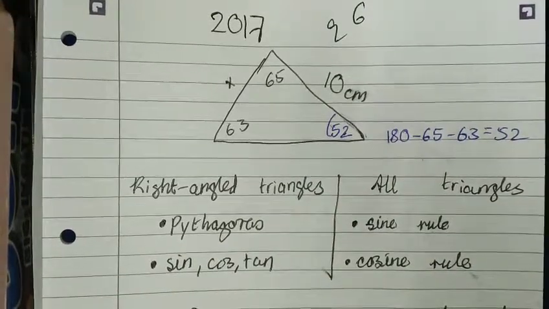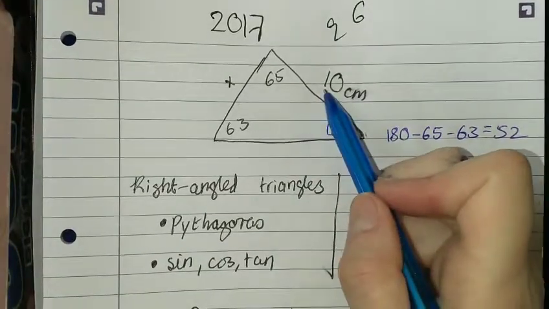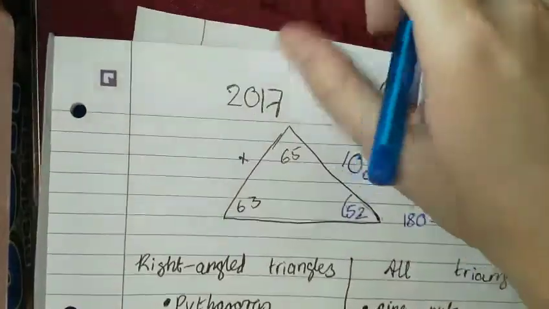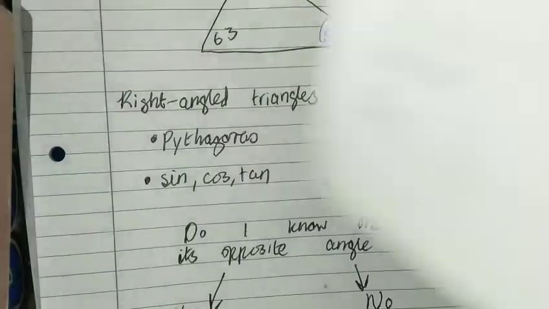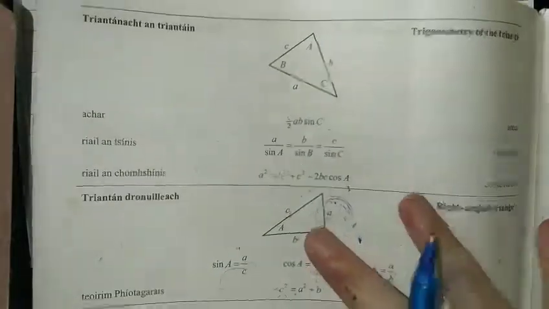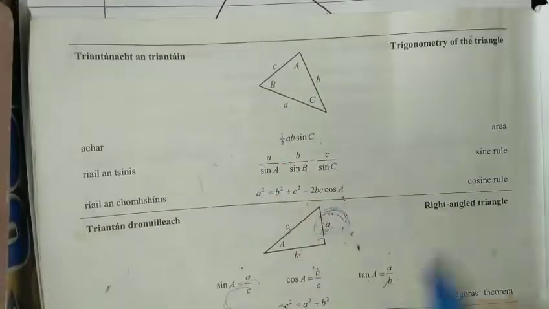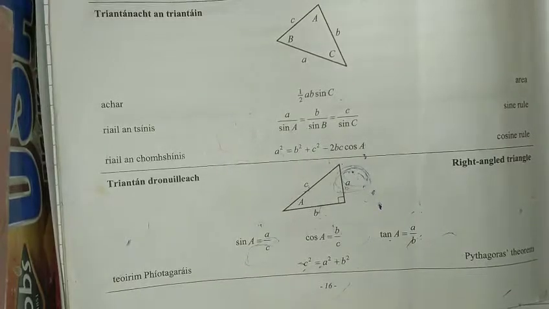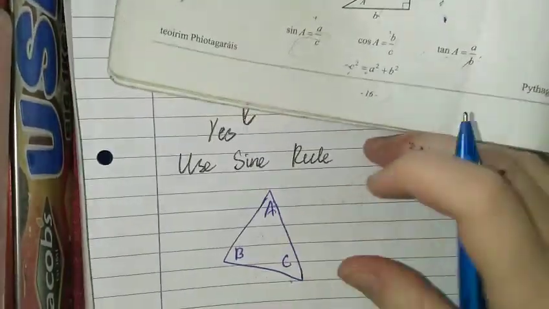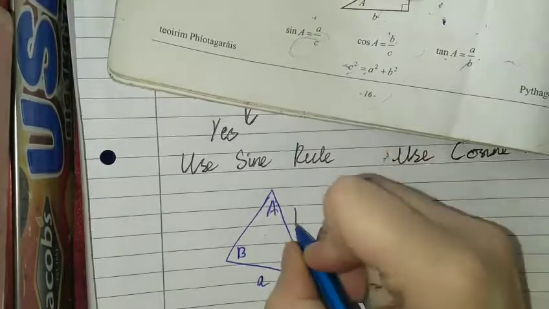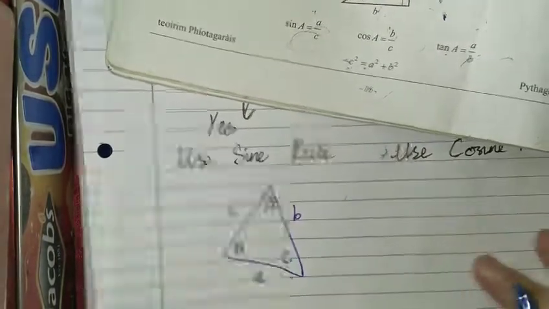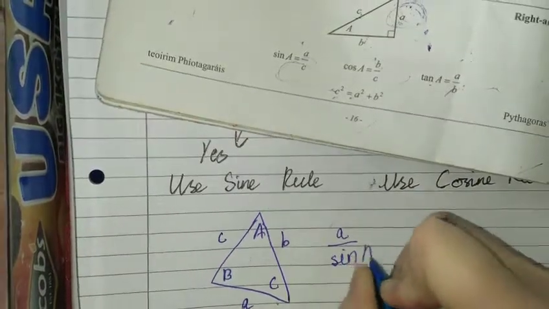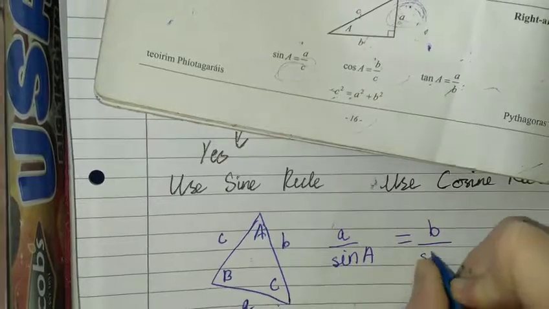So do I know at least one side and its opposite angle? Well, I know 10 and its opposite angle here. So yes, I do, so it might be wise to use the sine rule. The sine rule is in our log tables, and it says, if we have a triangle with angles A, B, C, and the sides opposite these angles, so the side a is opposite angle A, the side b is opposite angle B, and c is opposite angle C, then we can say that a over sin A is equal to b over sin B.